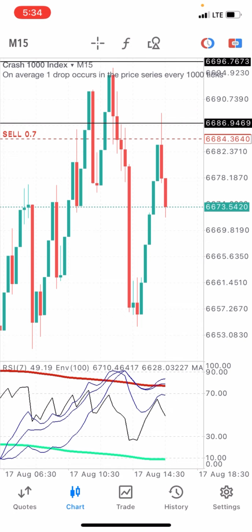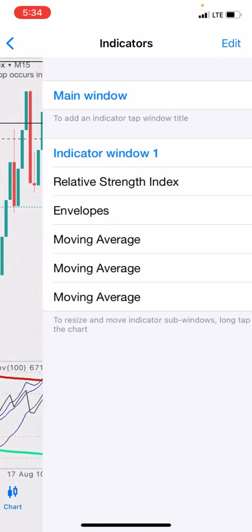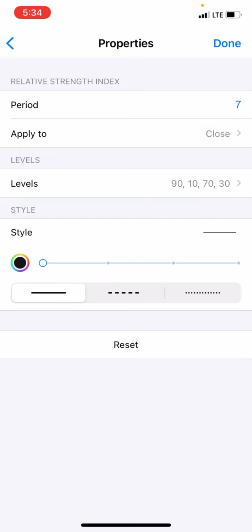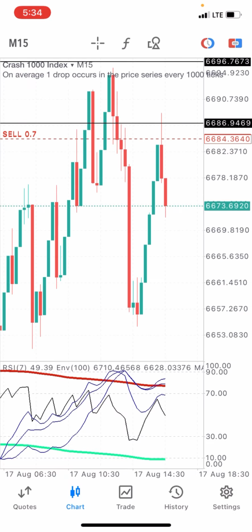I'm going to go ahead and show you guys our indicators. It's very important that you see the settings. Period 7, this is the relative strength index, RSI. You add this first. Period 7, apply to close, levels are 90, 10, 70 and 30. This indicator combination is very powerful, guys. To start, I use black, but you can use any color of your choice.